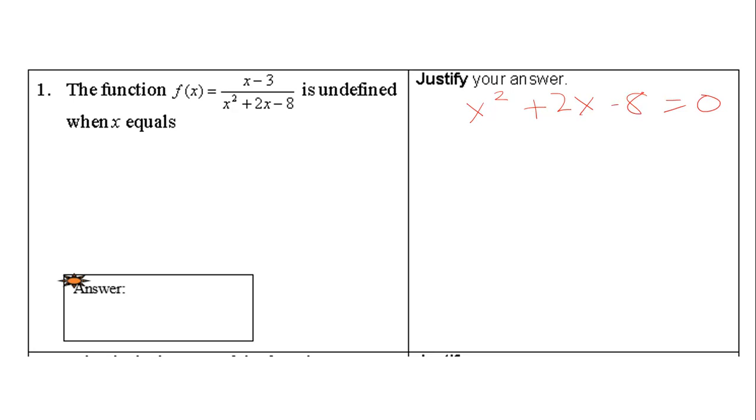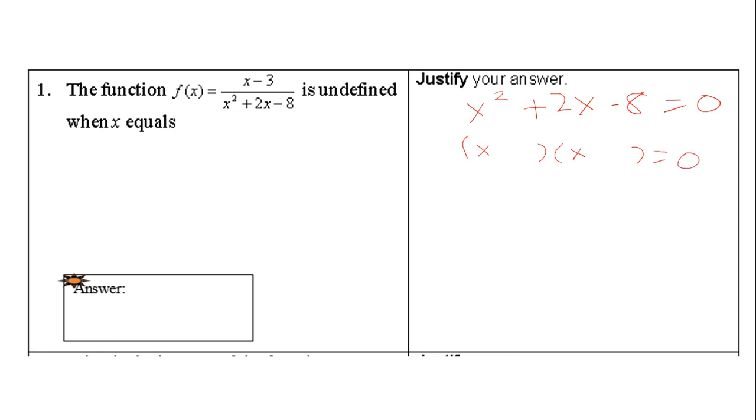Okay, now this is a quadratic. The way we solve this equation is by factoring. Okay, so let's factor, and it's a trinomial, so let's go ahead and make our two sets of parentheses and find the factors that will work.